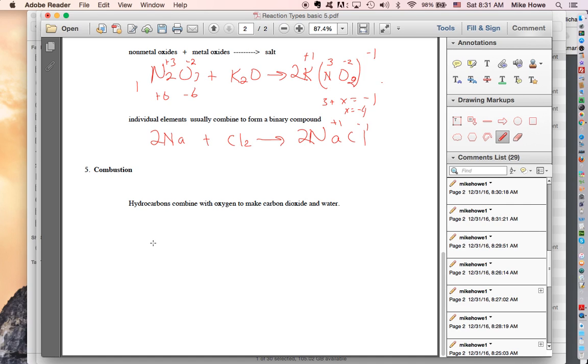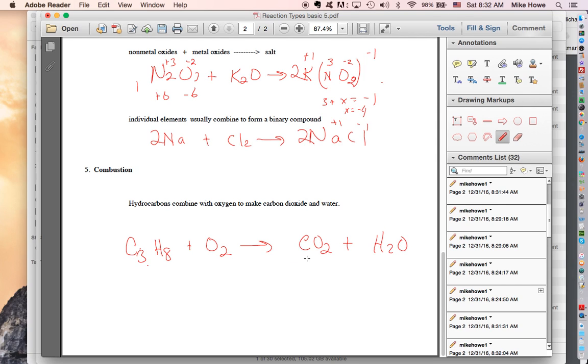Okay, combustion. Hydrocarbons combine to make carbon dioxide and water. So this also includes hydrocarbon derivatives. So let's just do a hydrocarbon. So suppose we had propane. Propane's what you use in your gas grills. So C3H8, going to burn it. That's what you do every time you light one of those little gas grills with a propane tank on the bottom. It always makes carbon dioxide and water, always.